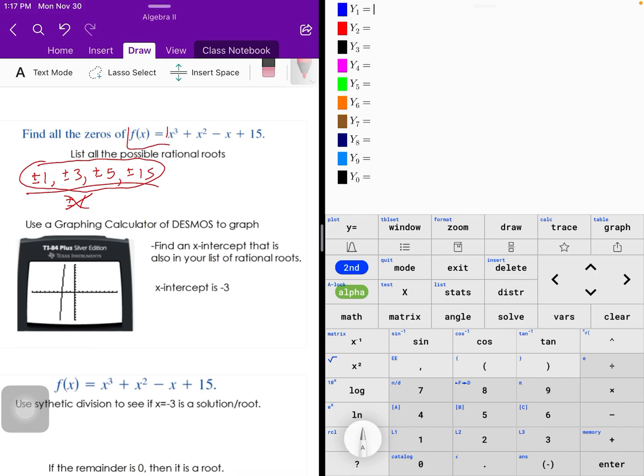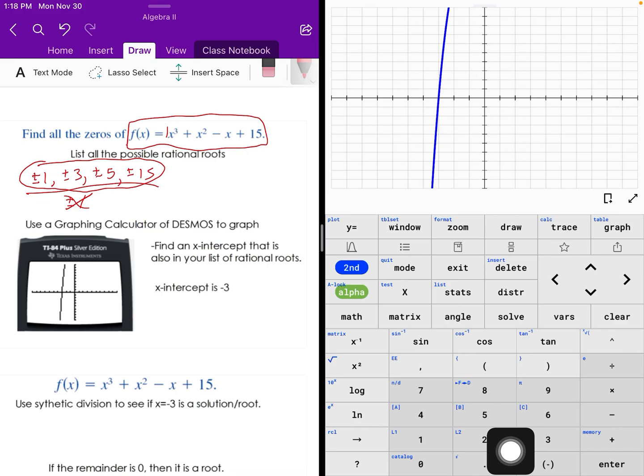And by equation, I mean this function right here. So, very important, use the X button that's right next to the matrix button, right above it. So X, I'm going to use the little hat or caret button to raise it to the 3rd power. Arrow over just to make sure that I'm no longer in an exponent. And plus X to the 2nd power minus X plus 15. Go up here to hit graph, and the graph should show up.